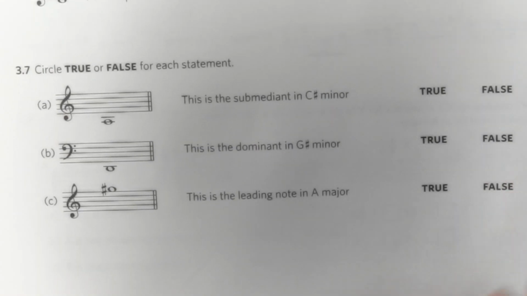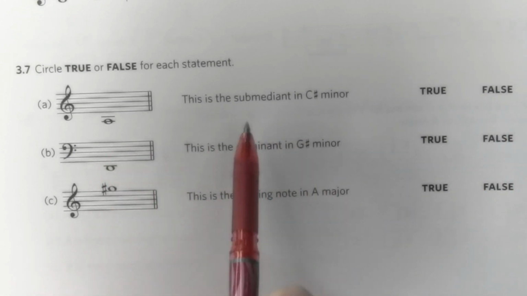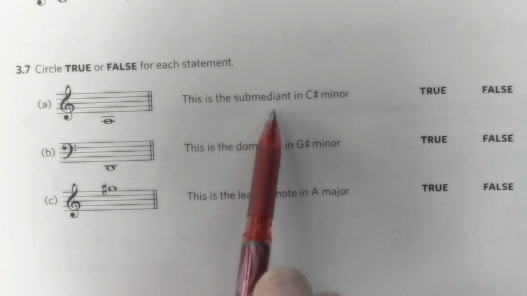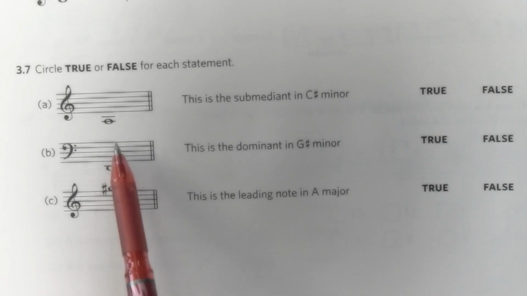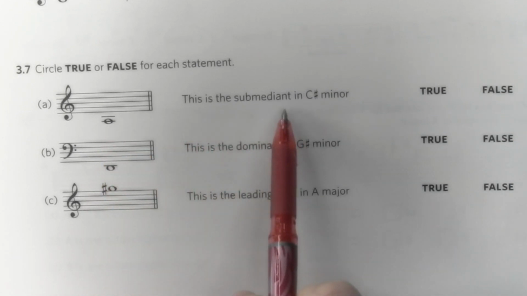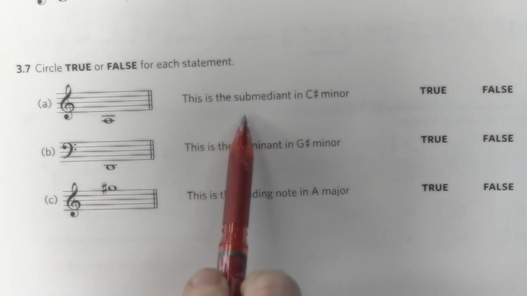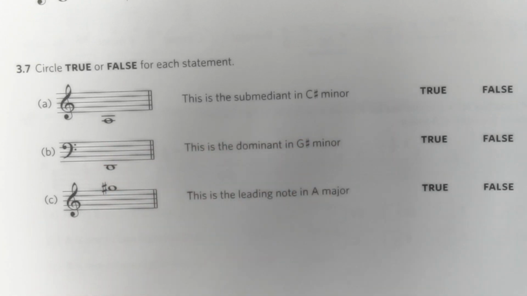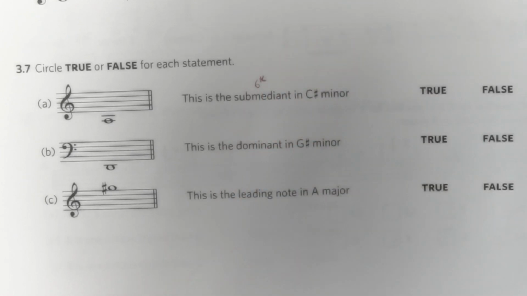And this last question asks us, again, to circle true or false, depending on whether this statement is correct or not. So let's see. This note La is the submediant of C sharp minor. Okay, let's simplify this statement. The submediant is the 6th degree of C sharp minor. So let's count.